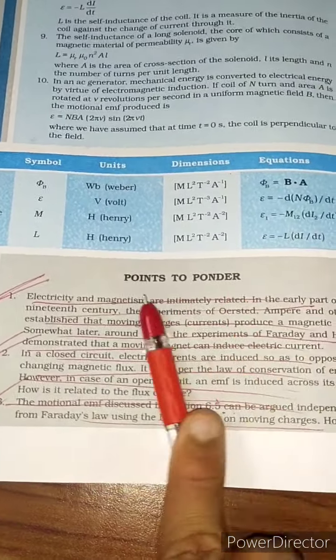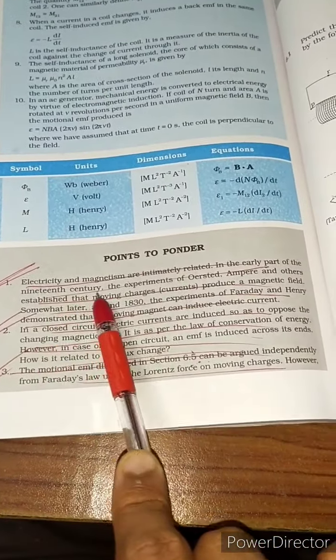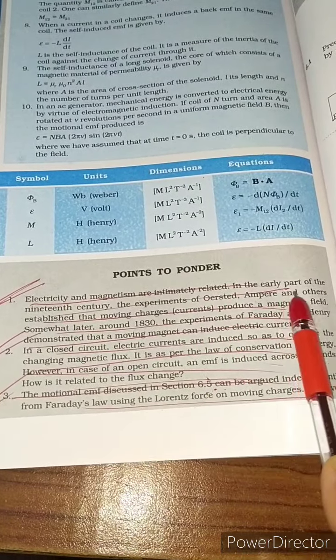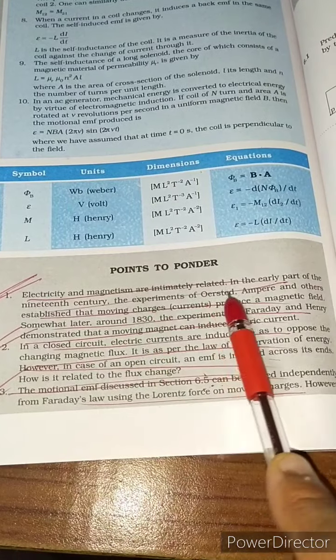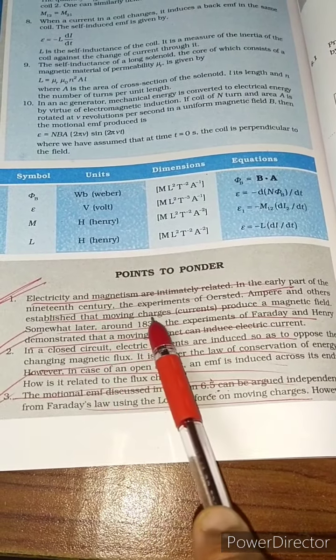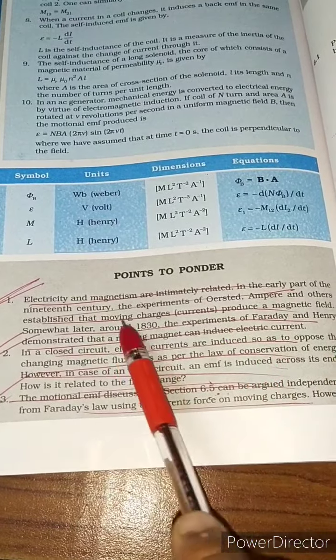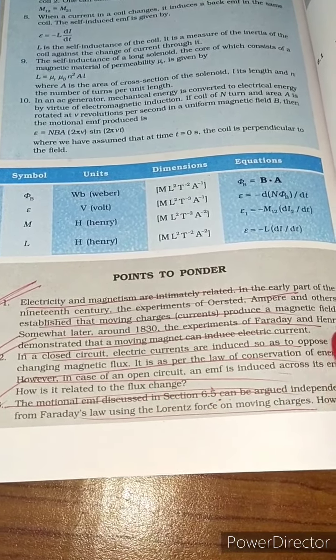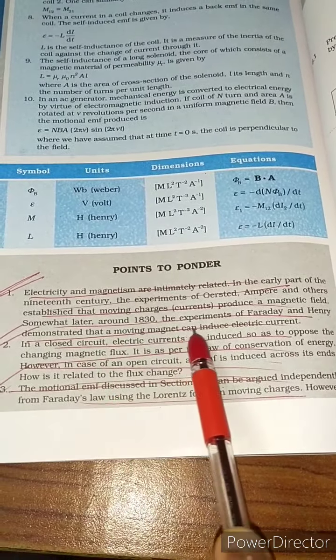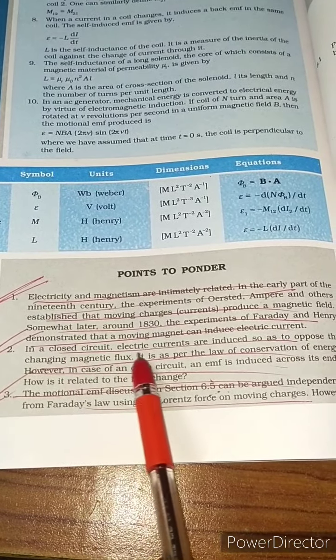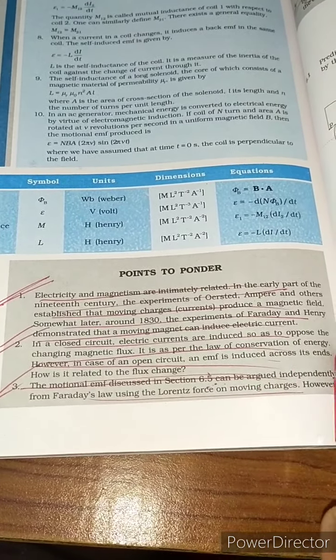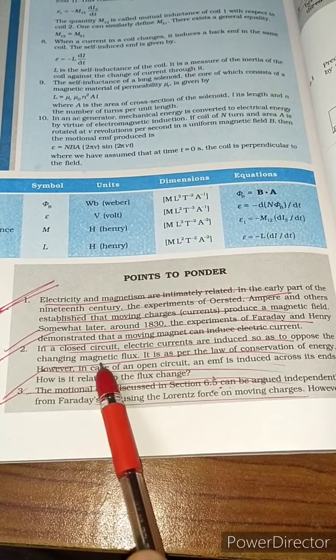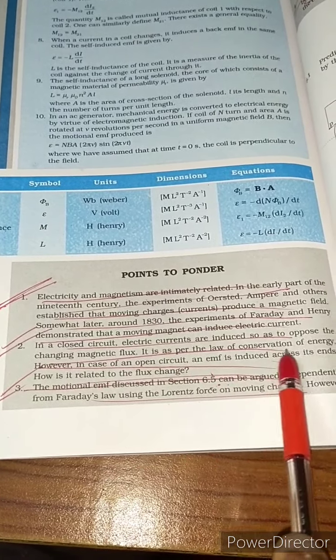Now let us see some important points to ponder. Electricity and magnetism are intimately related. In the early part of the 19th century, experiments of Ørsted, Ampere and others established that moving charges or currents produce a magnetic field. Somewhat later, around 1830, the experiments of Faraday and others demonstrated that moving magnets can induce electric current. In a closed circuit, electric currents are induced so as to oppose the changing magnetic flux. It is as per the law of conservation of energy.